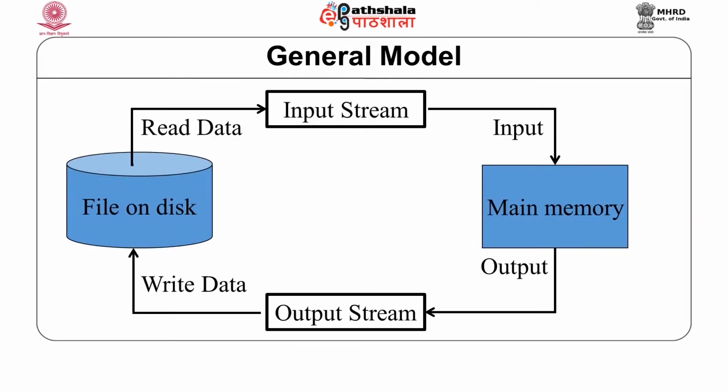The general model of working with files: we have the files on the disk. When we say read, the data is read from the file and it goes into the input stream, and from the input stream it is stored into the variables or objects which are stored in the memory. In the same way, when we say write, the data from the main memory is written into the output stream first, and from the output stream it goes to the file on the disk.